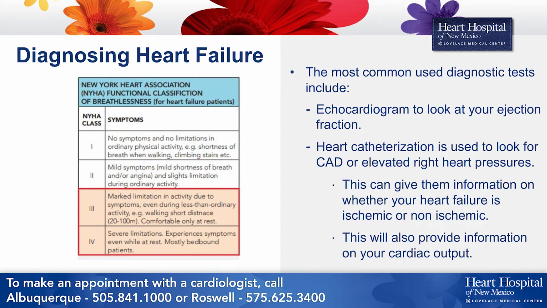Ejection fraction is defined as the percentage of blood that is ejected from the left ventricle with each contraction. A normal ejection fraction is 50 to 75% in adults. Your doctor will order an echocardiogram to look at your ejection fraction.